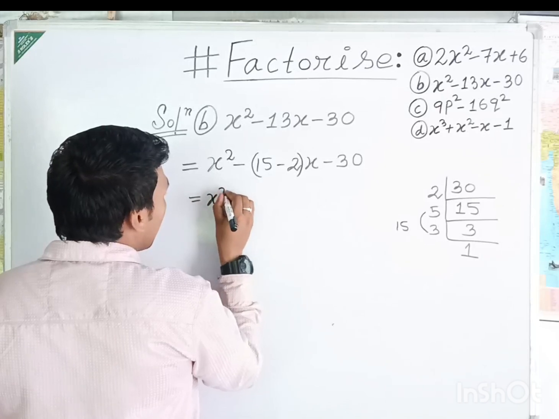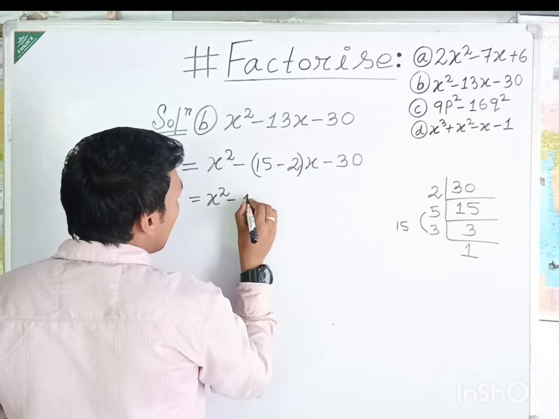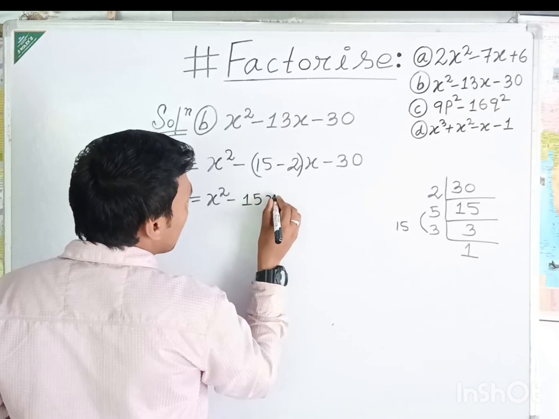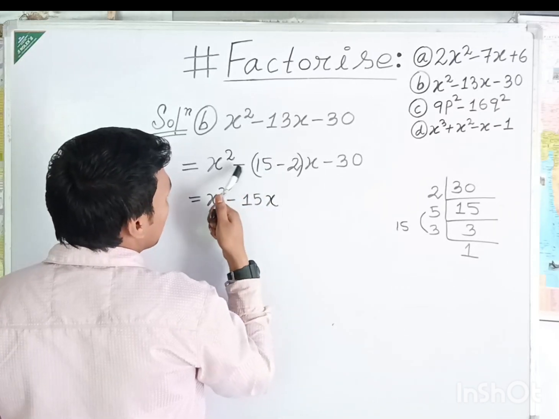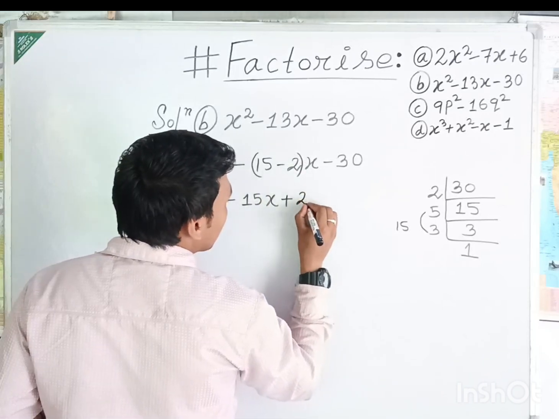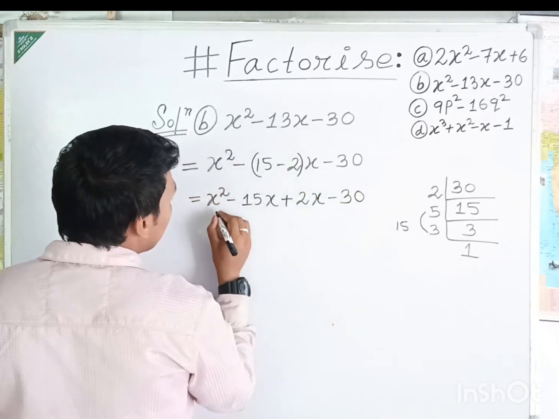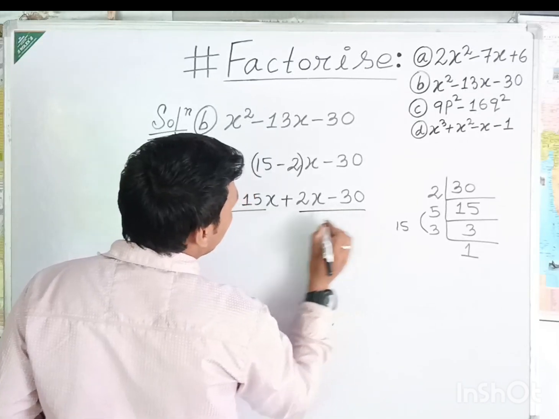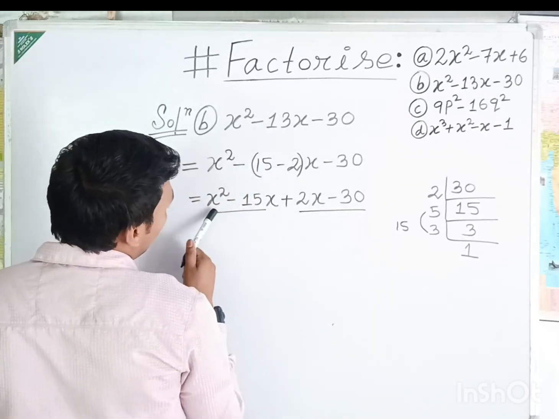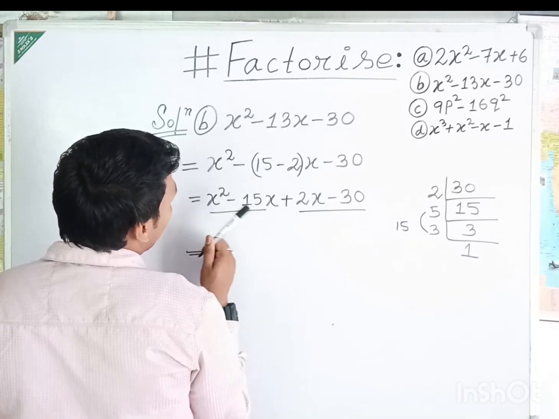In the next step, I'll just multiply with this x. Minus 15 into x is 15x. Minus and minus become plus. 2 into x is 2x, minus 30. So in the next step, take common from these two terms. Here, no number is common, only x will be common from these two terms.